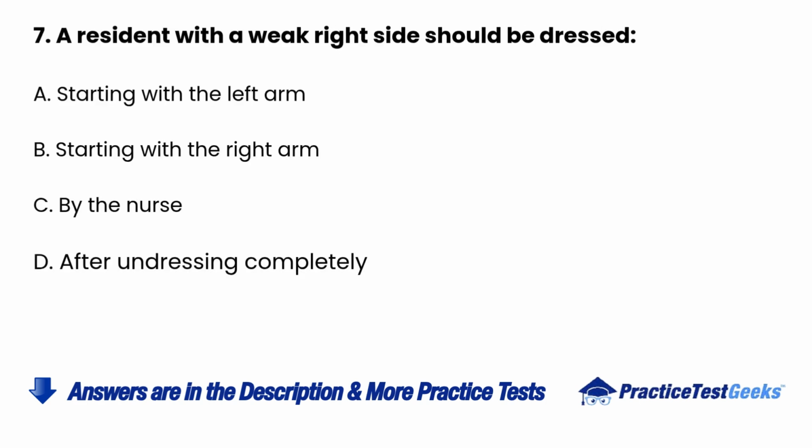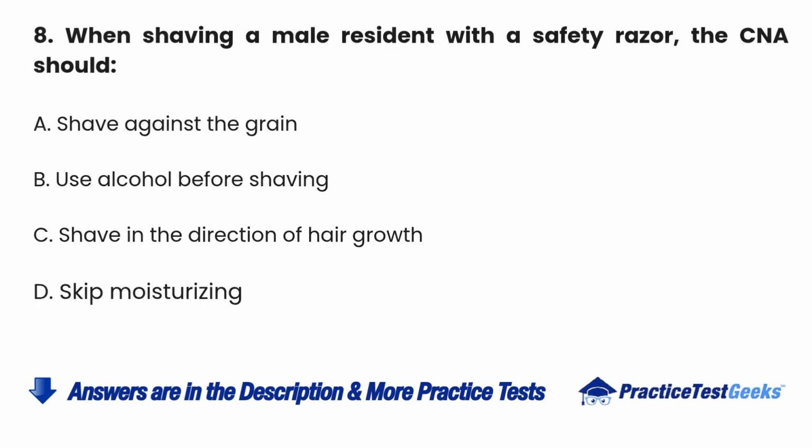7. A resident with a weak right side should be dressed A. Starting with the left arm. B. Starting with the right arm. C. By the nurse. D. After undressing completely. 8. When shaving a male resident with a safety razor, the CNA should A. Shave against the grain. B. Use alcohol before shaving. C. Shave in the direction of hair growth.